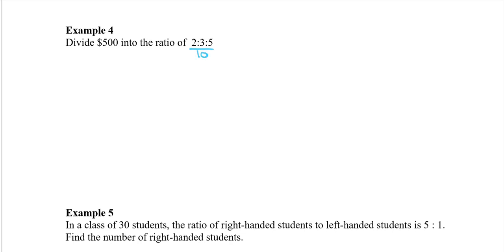And now the first person in that ratio gets 2 out of the 10 parts, and I times that by 500. The second person gets 3 out of the 10 parts, and we times that by 500.